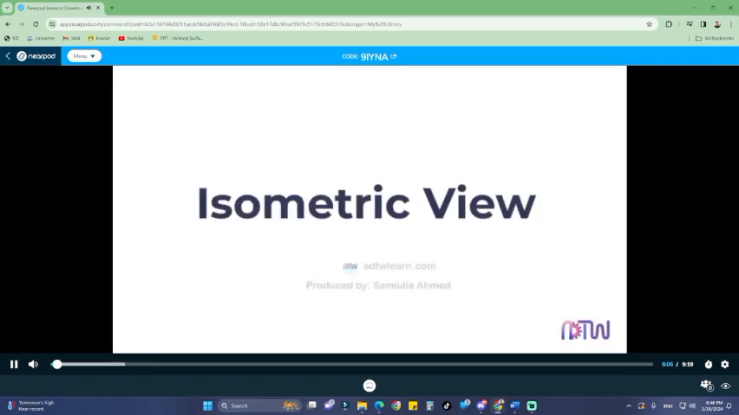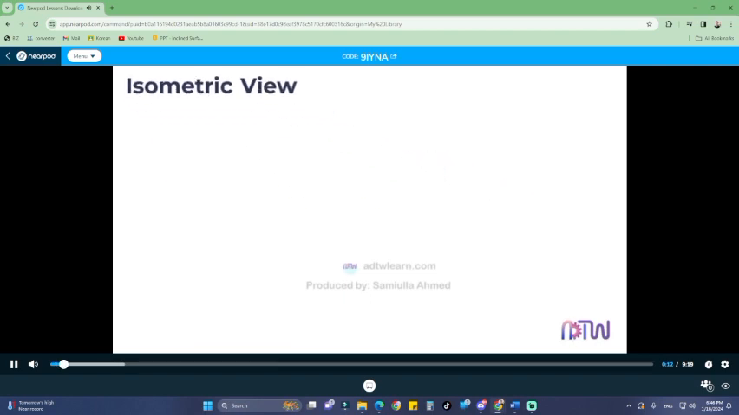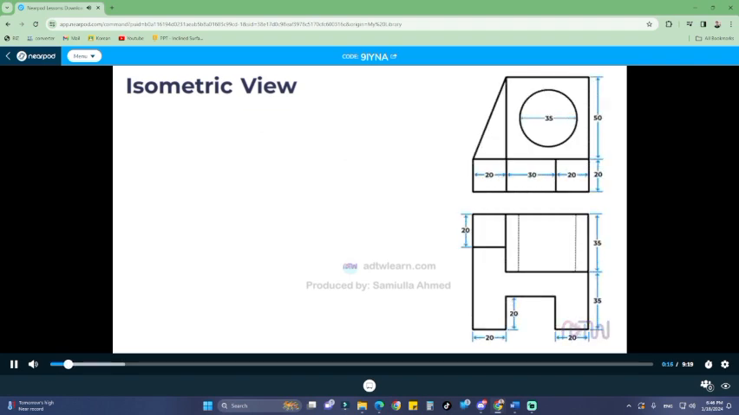Isometric view. In this video, we will learn how to construct an isometric view using orthographic projections. This is our fourth video on the topic. These are the orthographic projections of the object. To construct the isometric view or 3D view of the object, we first need to create the isometric axis.